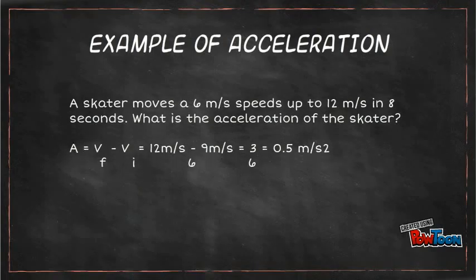Example of acceleration: a skater moves at 6 meters per second, speeds up to 12 meters per second in 8 seconds. What is the acceleration of the skater? A equals final velocity minus the initial velocity, 12 meters per second minus 9 meters per second, over 6. 3 over 6 equals 0.5 meters per second squared.